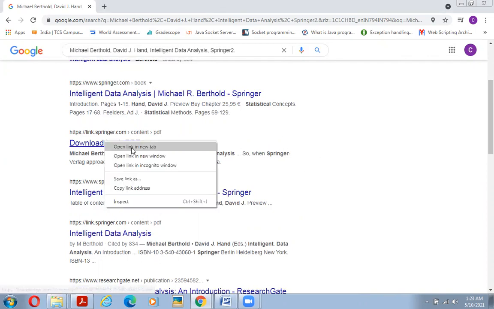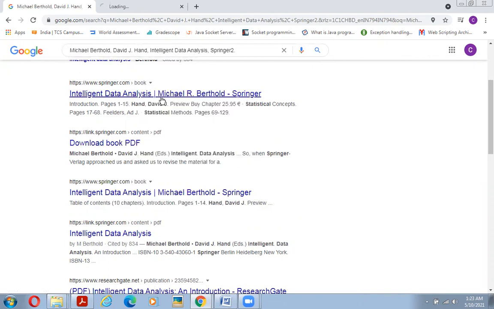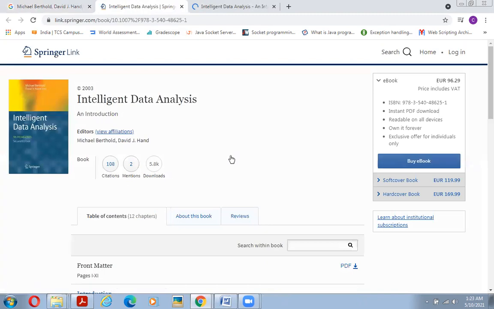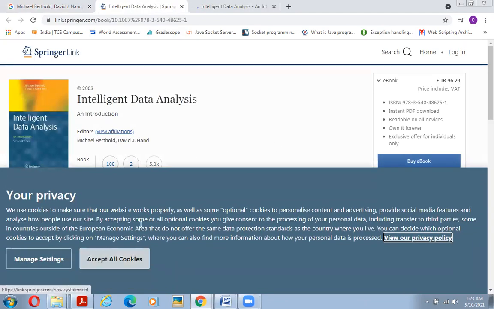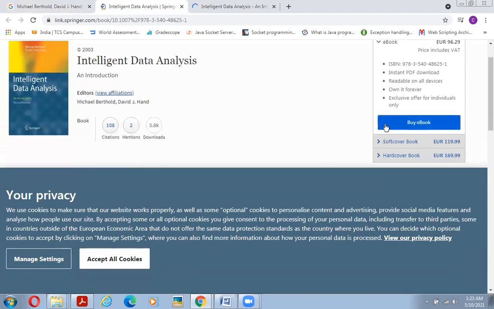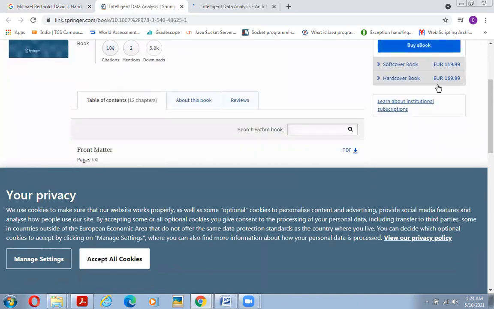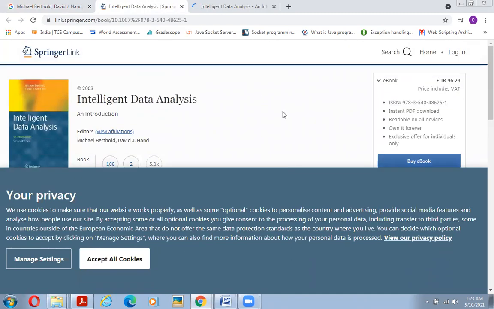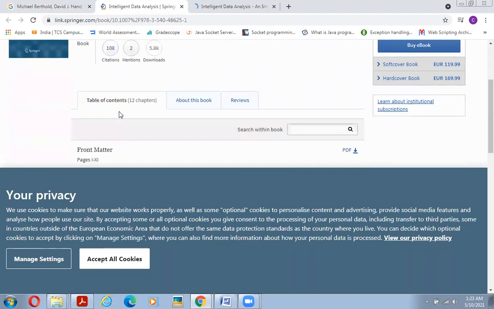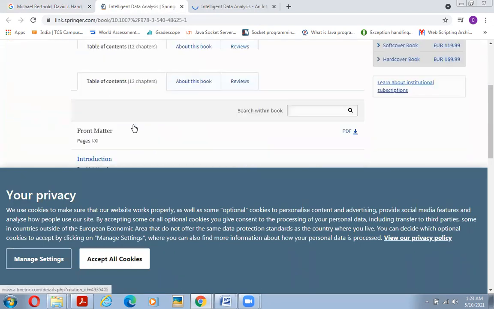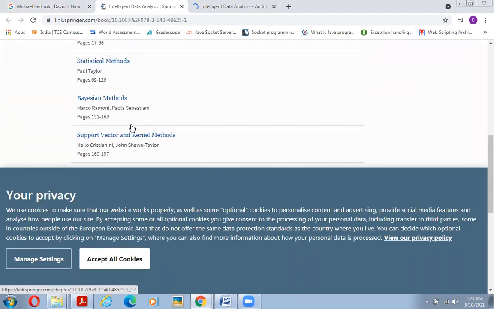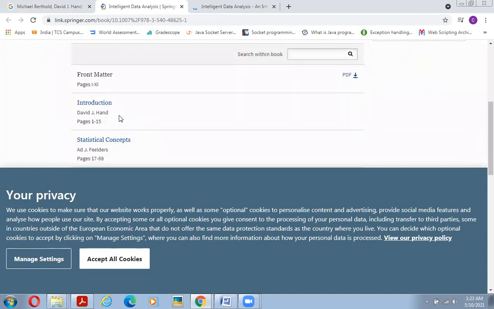We have Intelligent Data Analysis by Michael R. Berthold. And this is the book. It costs around $119. This is the book on data analytics, and this is its content.